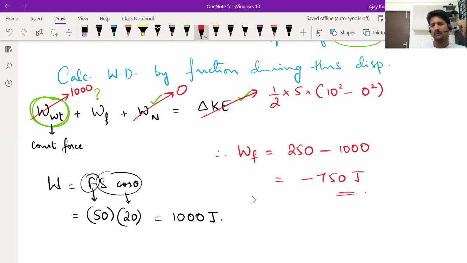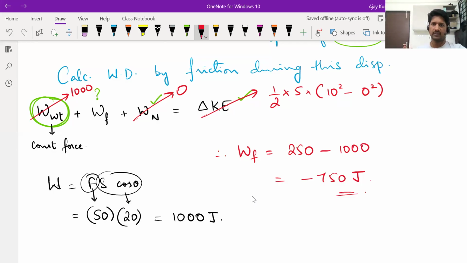This is much easier than calculating displacement, then calculating acceleration by using equations of kinematics, from that finding out net force, from that finding out frictional force, then finding out work done by friction. Pawan, do you think this is much easier or not? Yes, sir, it's easier.